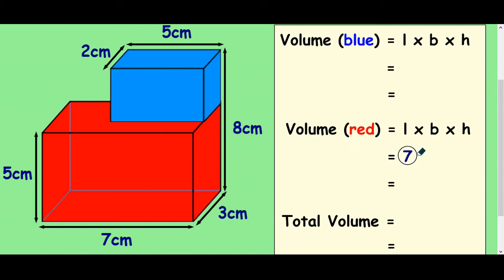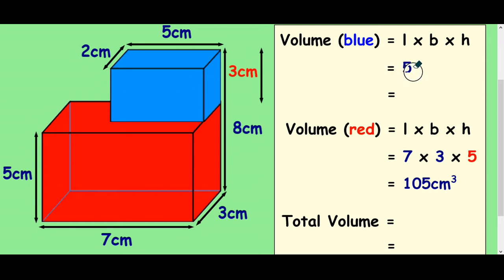So the red one, we're talking about 7 times 3 times 5. Now, 3 sevens are 21. Times it by 5, you get 105 centimetres cubed. The blue one, slightly trickier. We've got the 5 and the 2, but we need to work out the height here. So what you need to do is look at the opposite side, and we can see that the height of the red bit's 5. So this means this red bit up here is also 5. So if it's 5 to there and it's 8 all the way to the top, if we do 8 take away 5, you'll get 3 there. And once you've got that, you can work out the volume for the blue part.